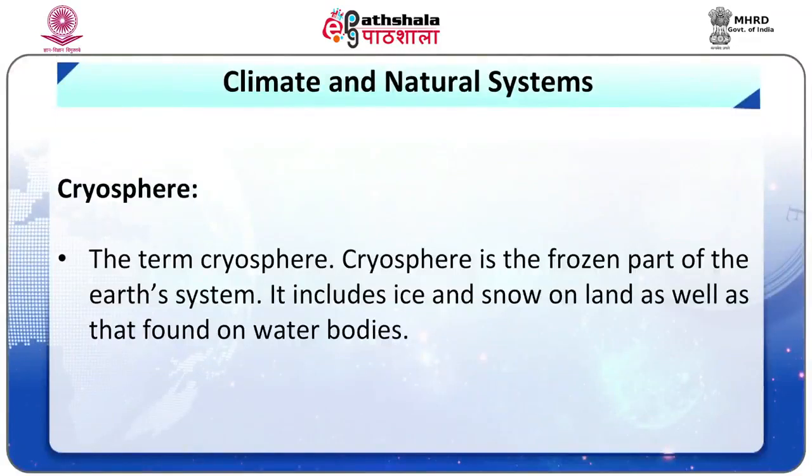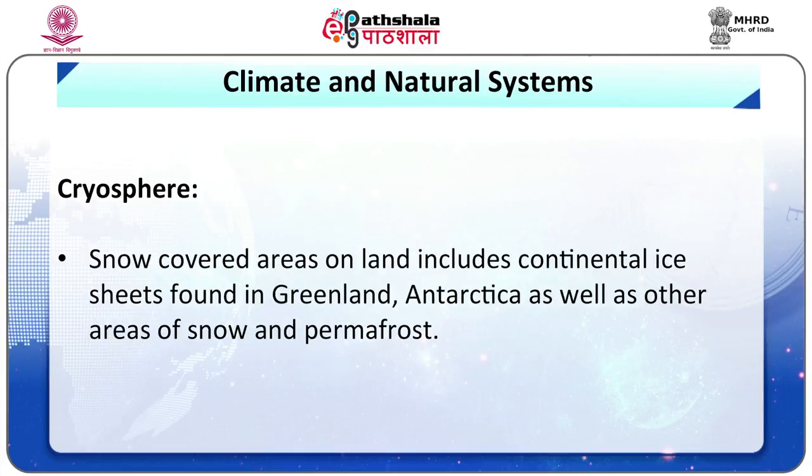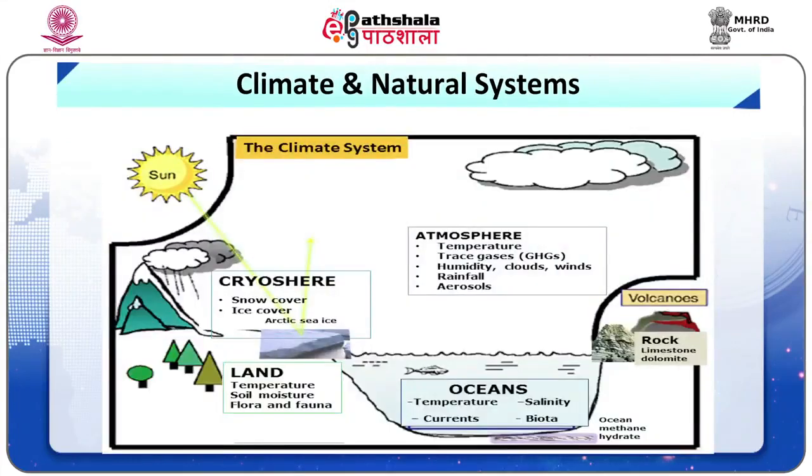Now comes the cryosphere. You may also be familiar with the term cryosphere. Cryosphere is the frozen part of the Earth system. It includes ice and snow on the land as well as that found on water bodies. Snow-covered areas on land include continental ice sheets found in Greenland, Antarctica as well as other areas of snow and permafrost. The other part of the cryosphere found on water bodies includes the frozen parts of oceans near the polar regions and also includes the frozen rivers and lakes.